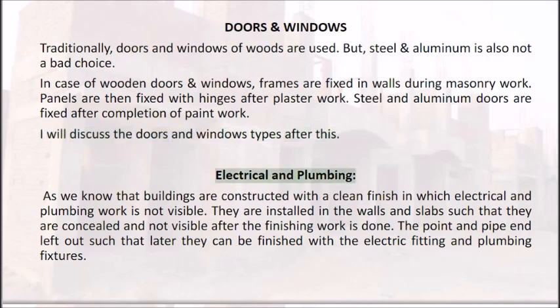Electrical and plumbing. As we know, buildings are constructed with a clean finish in which electrical and plumbing work is not visible. They are installed in the walls and slabs such that they are concealed and not visible after the finishing work is done. The point and pipe end are left out such that later they can be finished with the electric fittings and plumbing fixtures.